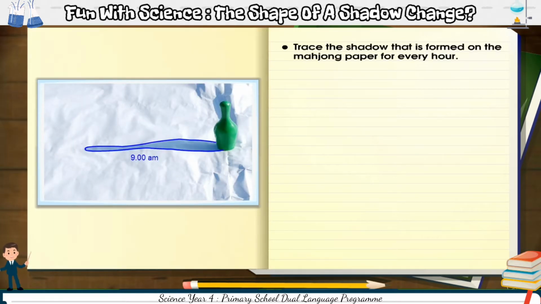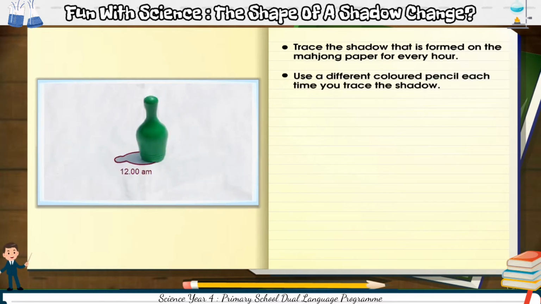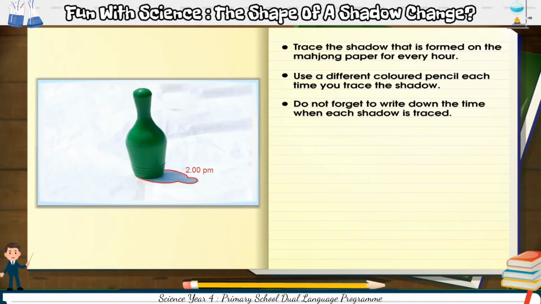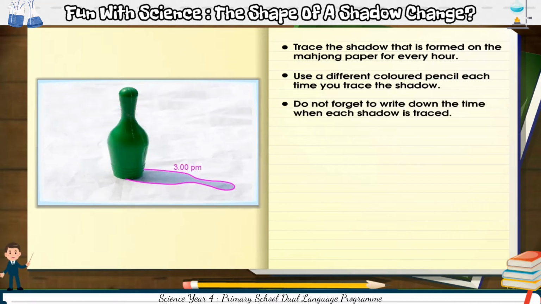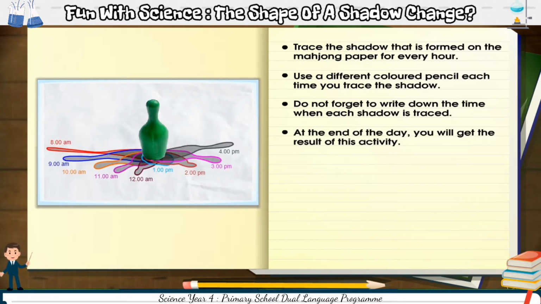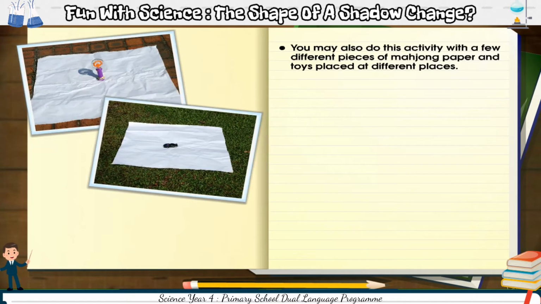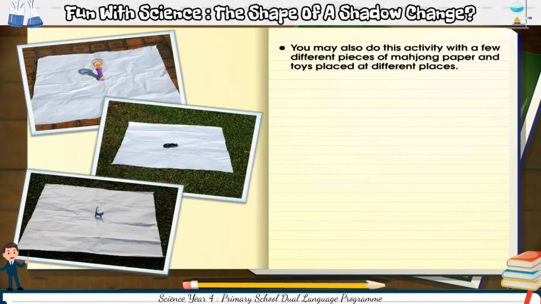Trace the shadow that is formed on the mahjong paper for every hour. Use a different colored pencil each time you trace the shadow. Do not forget to write down the time when each shadow is traced. At the end of the day, you will get the result of this activity. You may also do this activity with a few different pieces of mahjong paper and toys placed at different places.